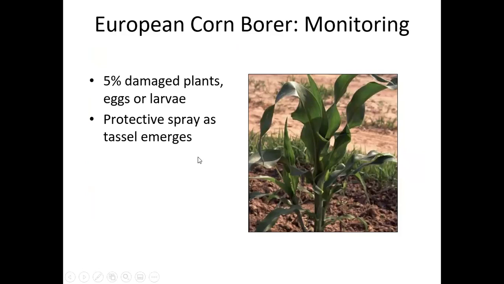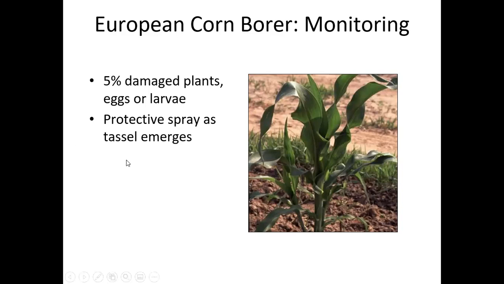Many growers in higher risk periods of time, so when those flights are occurring, will put on a protective spray as the tassel emerges, just to make sure that they're going to be getting control at that stage. The tolerance level in the marketplace for insect damage, we've already talked about with the corn earworm, tolerance is very low. But given the low populations that we have today compared to a generation ago, that protective spray as the tassel emerges can be skipped based on scouting.